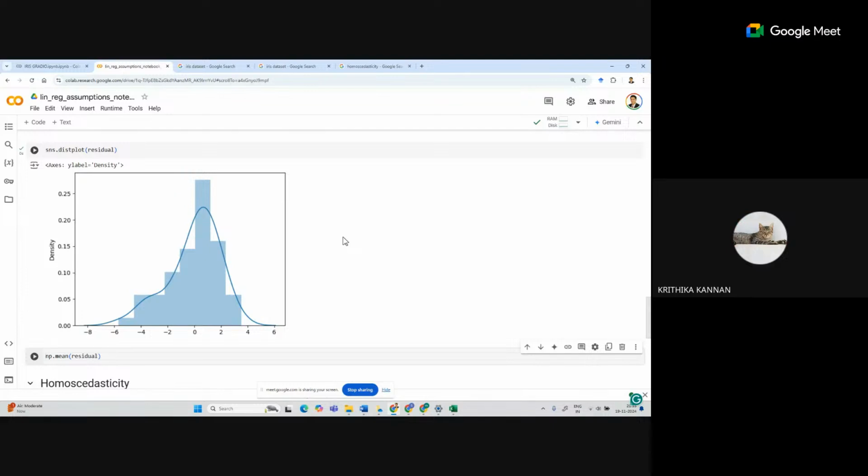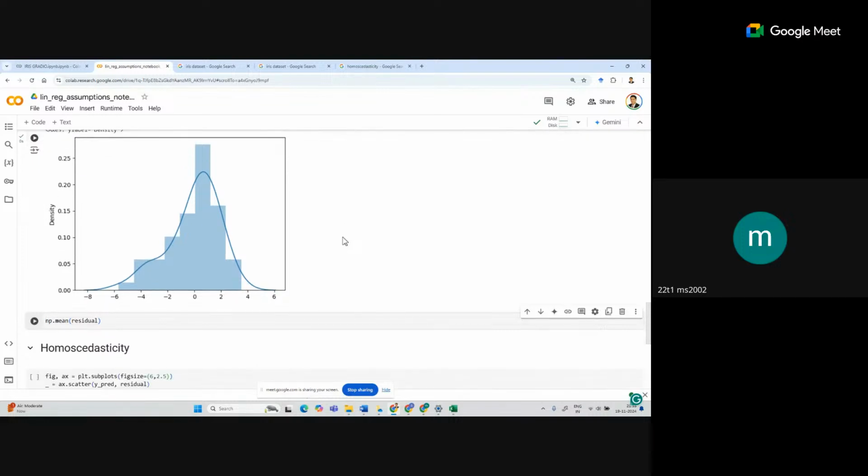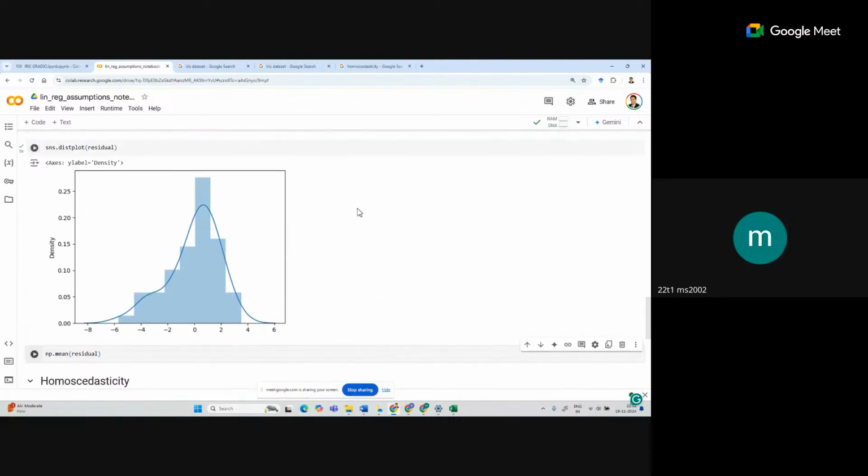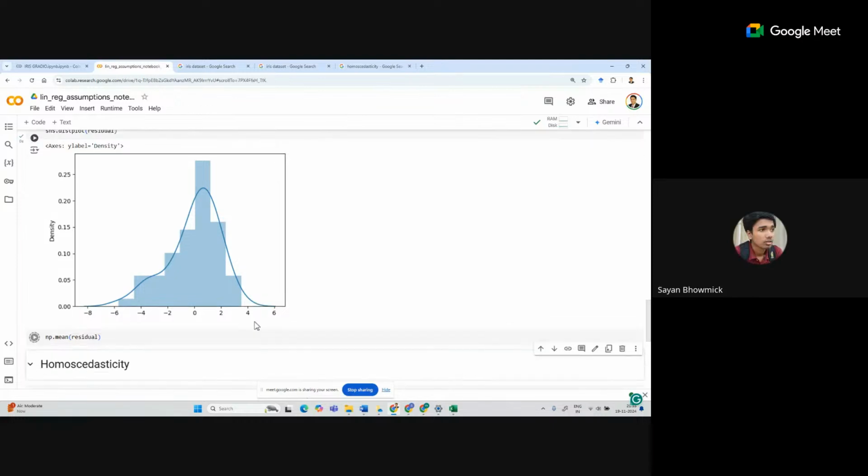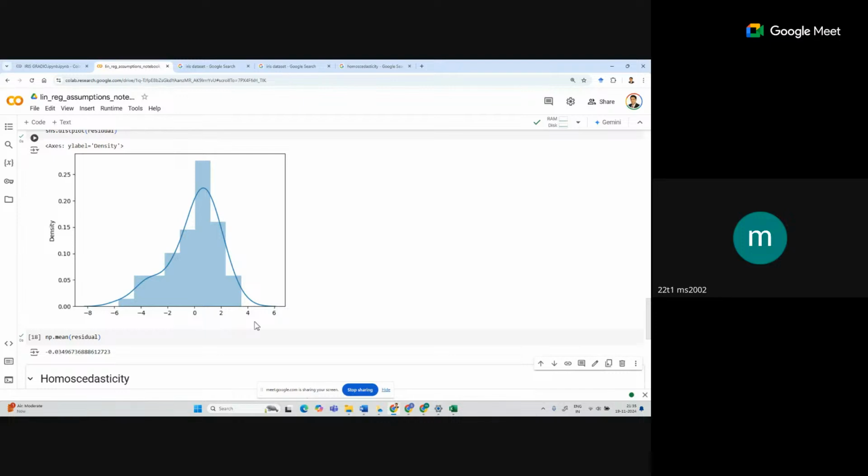Normal enough. Yes, the errors are normally distributed. Okay, so what is the other test that you can do to check whether the errors are normally distributed? Is this a perfect normal distribution? Not exactly, but it's slightly left skewed. Slightly left skewed. How would you confirm whether it is a normal distribution or not?